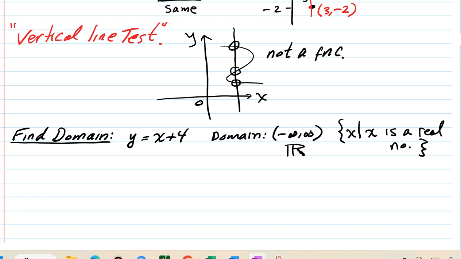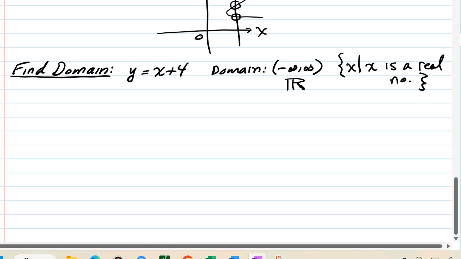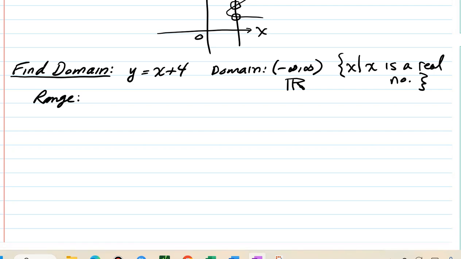So all three ways are acceptable here. Now what about the range? Well, if you look at the range again, y could be 0 when x is negative 4. For x positive, greater than 4, like 5, 6, and so on, y would be positive all the way to infinity.